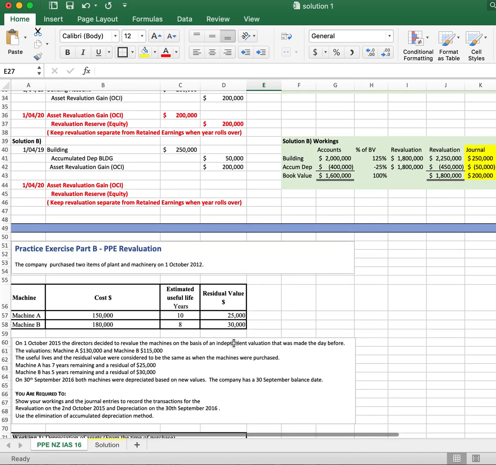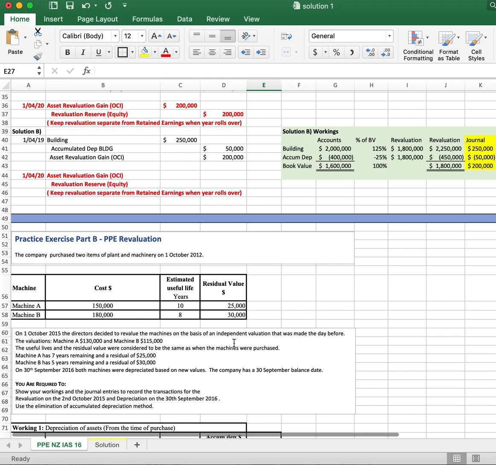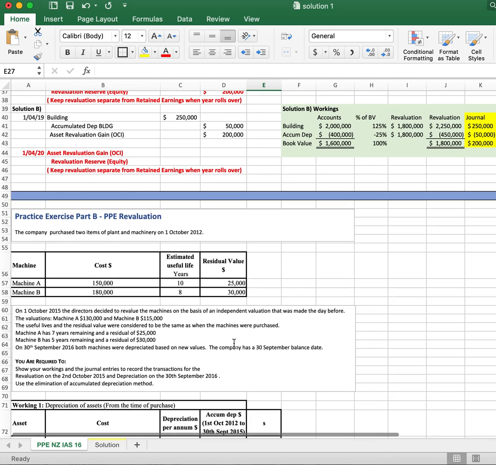Next practice exercise is still revaluations, all right? So a company purchased 2 items of plant and machinery on the 1st of October 2012. Machine A and machine B. There's what they cost, 150 and 180. Estimated life is 10 years for machine A, 8 years for machine B. The residual value, so after 10 years, you should be able to get $25,000 for machine A. After 8 years, you should be able to get $30,000 for machine B.